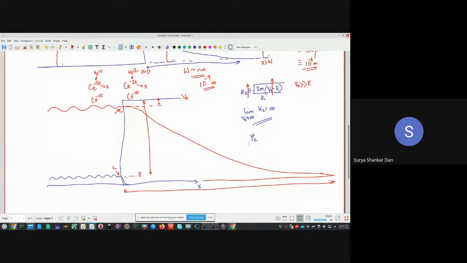It's evident, all of you know the answer, but still I will write it here just to explain. What will be the situation? If I again put a limit here, limit V naught tends to infinity, K2 will be infinity. So if K2 is infinity, irrespective of the value of X, what will be the value of Psi2? 0.